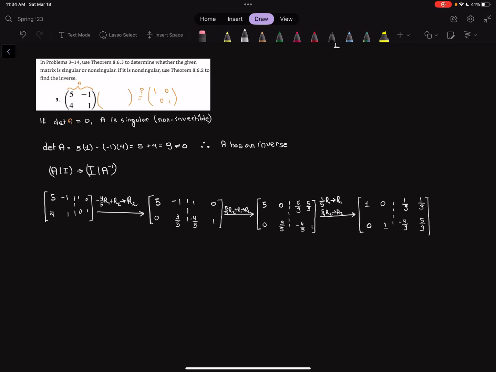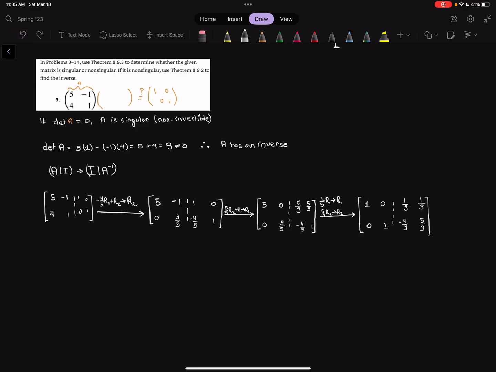So we were asked to look and verify whether this matrix is invertible. And the matrix is invertible if the determinant is not equal to 0. So we found the determinant, we saw that it's equal to 9, so we know that it's invertible.